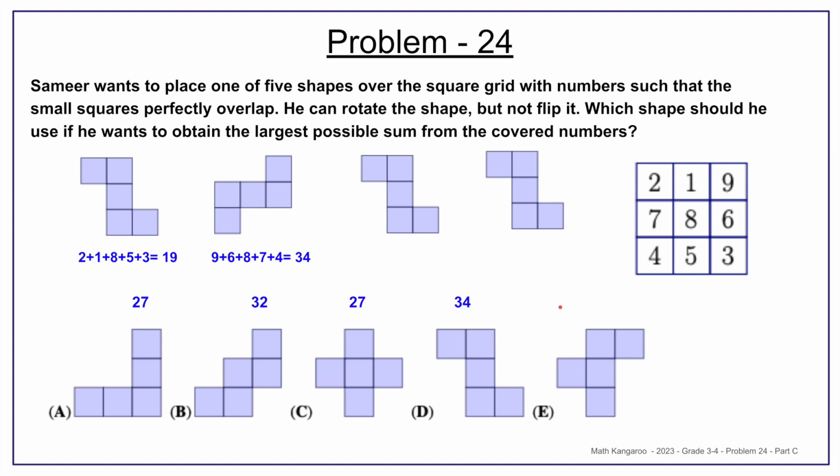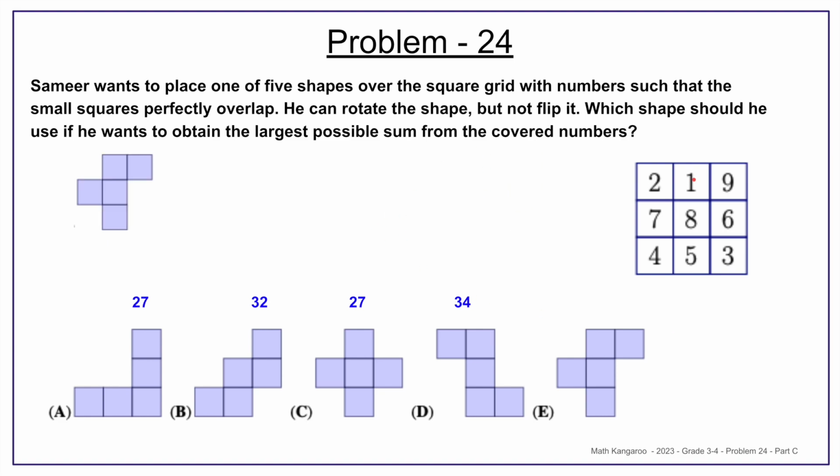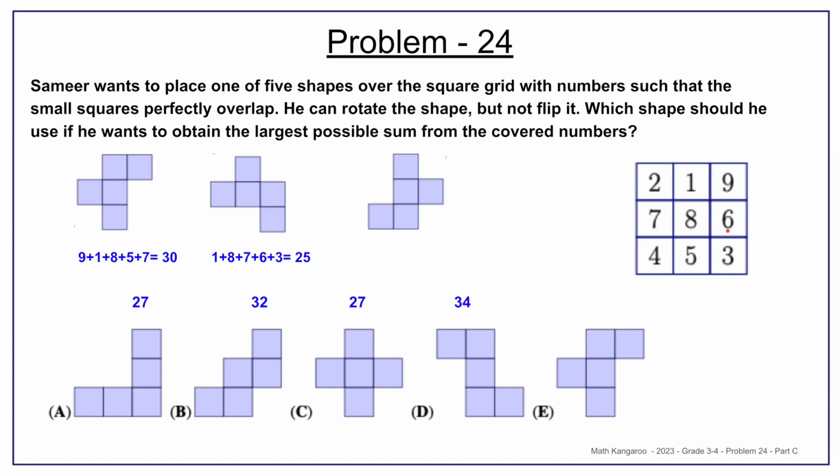Let us try option E now and see. So this is our shape. It covers 9, 1, 8, 5, 7. This could not be possible. So the sum could be 30. Now it will cover 7, 8, 6, good numbers, but it covers 1 and 3. So they are the lowest ones. Now we rotate it again, we sum it, it will be 1, 8, 5, 4, 6. Not possible. That could not be our answer.